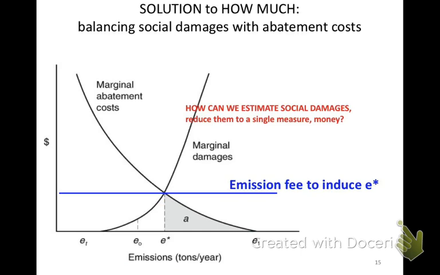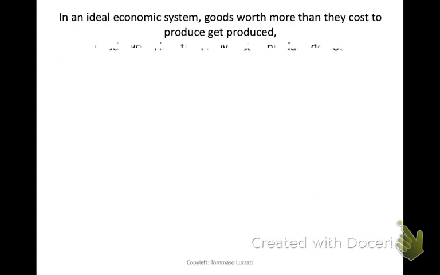As we have seen, we can have the idea of emission fees, taxes, to get an answer equal to E star. So in ideal economic systems, goods worth more than they cost to produce are produced. Goods worth less than they cost to produce do not. Okay? So we produce only goods which are worth to be produced.